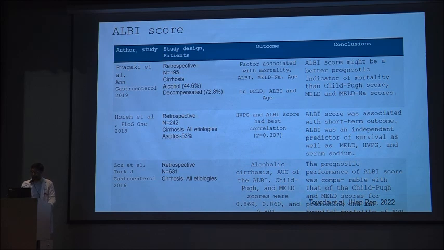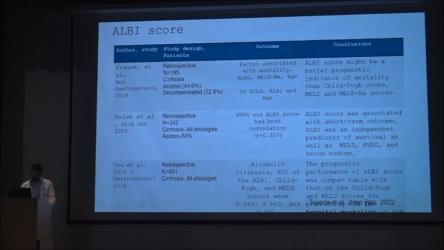Over the years, it has progressed from HCC monitoring to the monitoring of liver dysfunction. I could not find a dedicated study where LB was studied for alcoholic cirrhosis, but in a retrospective study where all etiologies of cirrhosis were considered, decompensation occurred in 72%, with alcohol-related cirrhosis in around 45%. Factors associated with mortality were LB, MELD, sodium, and age. Decompensation was associated with LB and age.